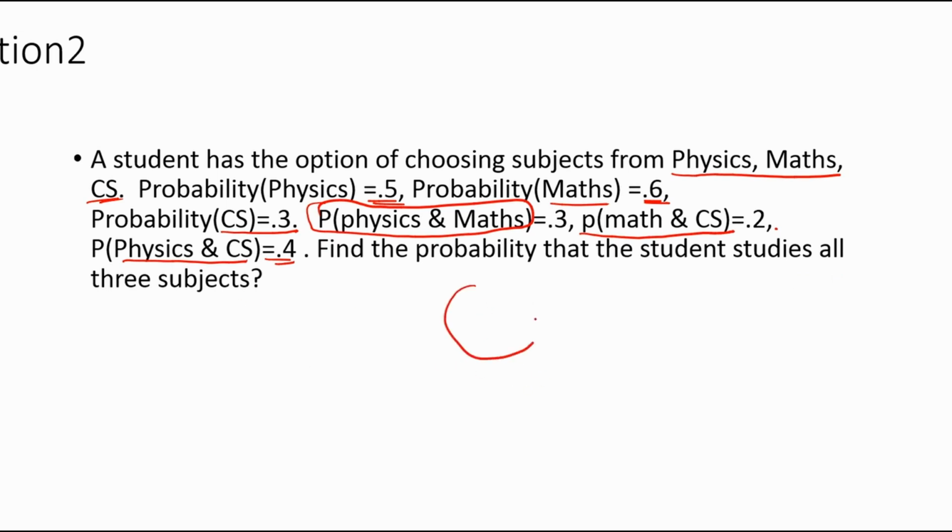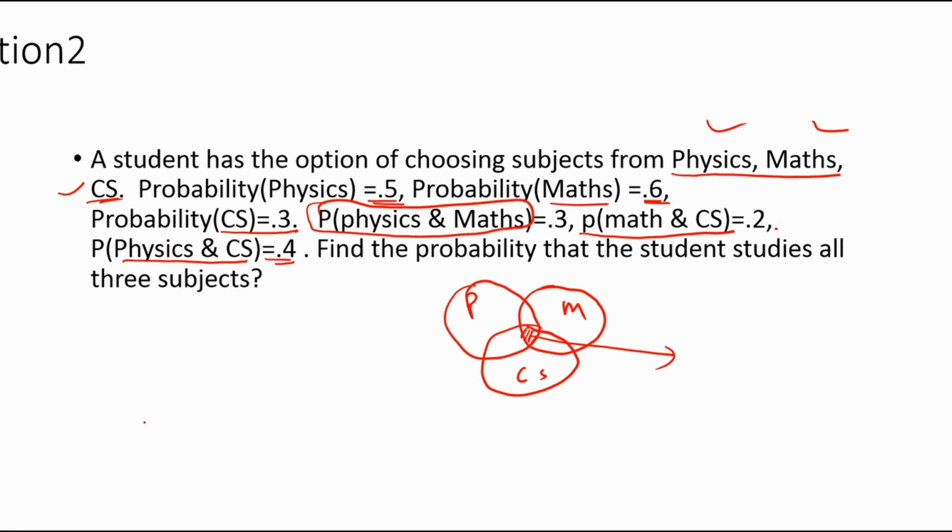So if we plot a Venn diagram, we are going to have three circles, because we have got three options, right? Physics, maths and computer science. Alright, so we have been asked what is the probability that a student studies all three subjects. Okay, so we need to find out this area, right? The area of this circle, because this is common to physics, maths and computer science.